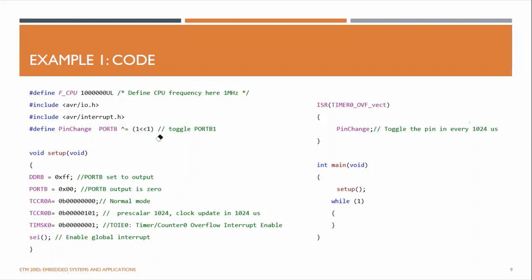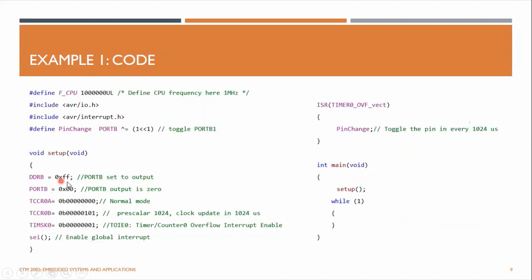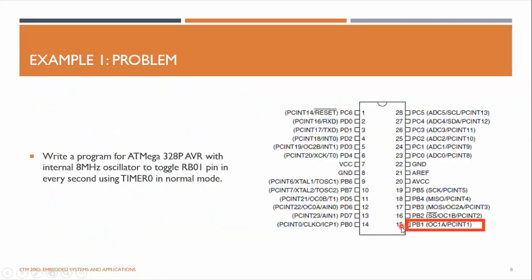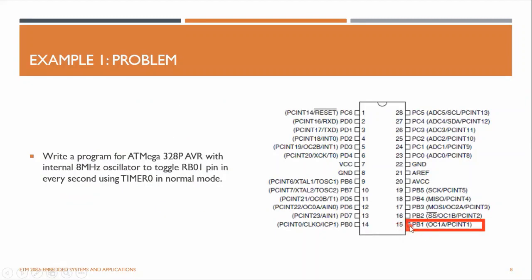Okay, so now as you know, we are using port B. This is port B, right? So the data direction register DDRB should be high. I have set the whole port B to high, right? Either you can use only this pin, but I have set the whole port B. And initially I have turned it off. Initially this one will be 0.